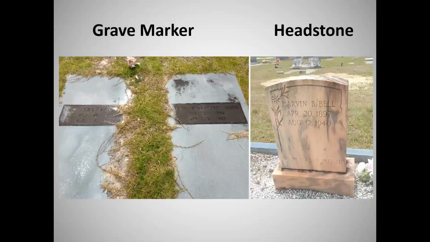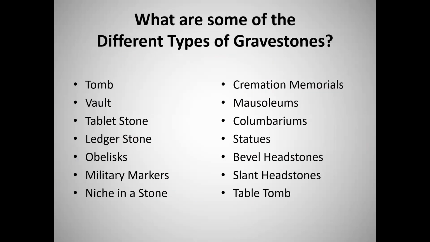So here are examples of a grave marker and a headstone. There are also many different types of gravestones. We're going to be going over these, not in any particular order: tombs, a vault, a tablet stone, ledger stones, obelisk, military markers, mausoleums, different statues, beveled headstones, slanted headstones, and table tombs.